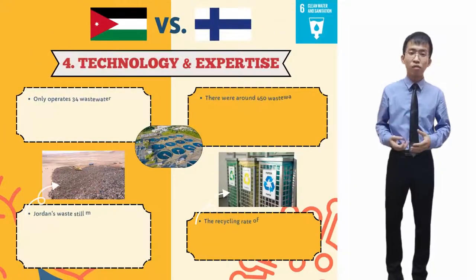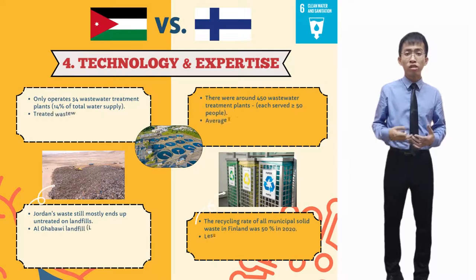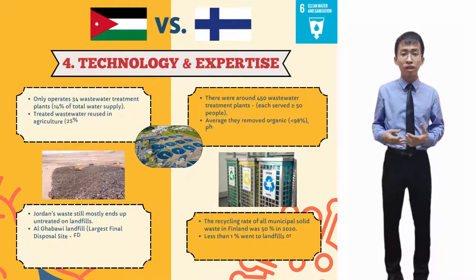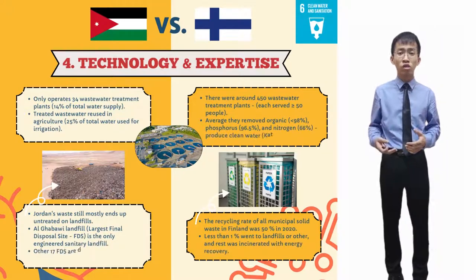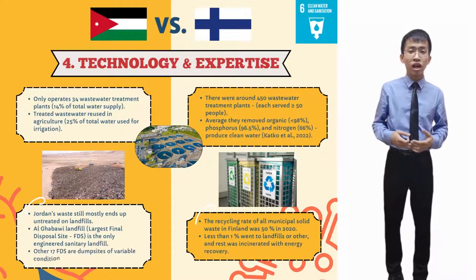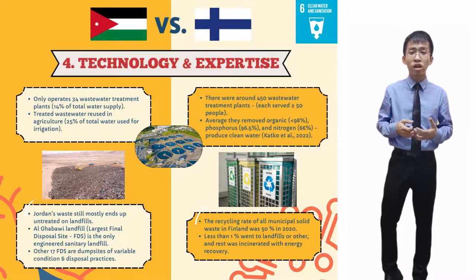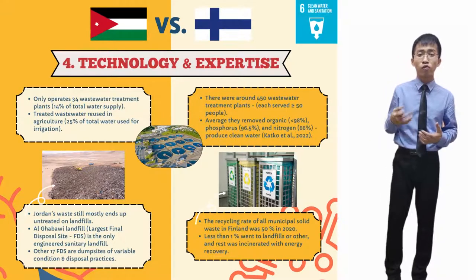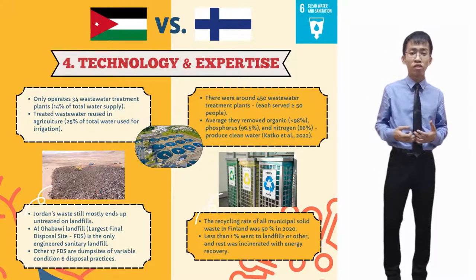Lastly, is in terms of technology and expertise. Jordan only operates 34 wastewater treatment plants that provide 14% of the total water supply. And treated wastewater reused in agriculture accounted for about 25% of the total amount of water used for irrigation.